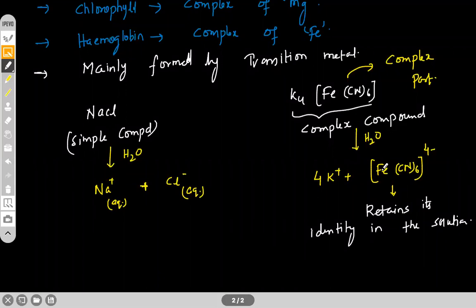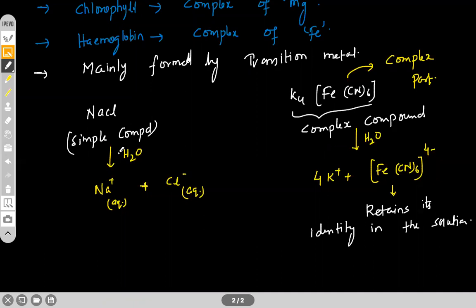Another difference is that in complex compound, we have two types of valencies, primary and secondary valency. That is also a different kind of concept we have here. All these things we'll discuss one by one. I'm just trying to compare the two compounds here, complex and simple, so that you can understand the difference. Basic understanding you must have.